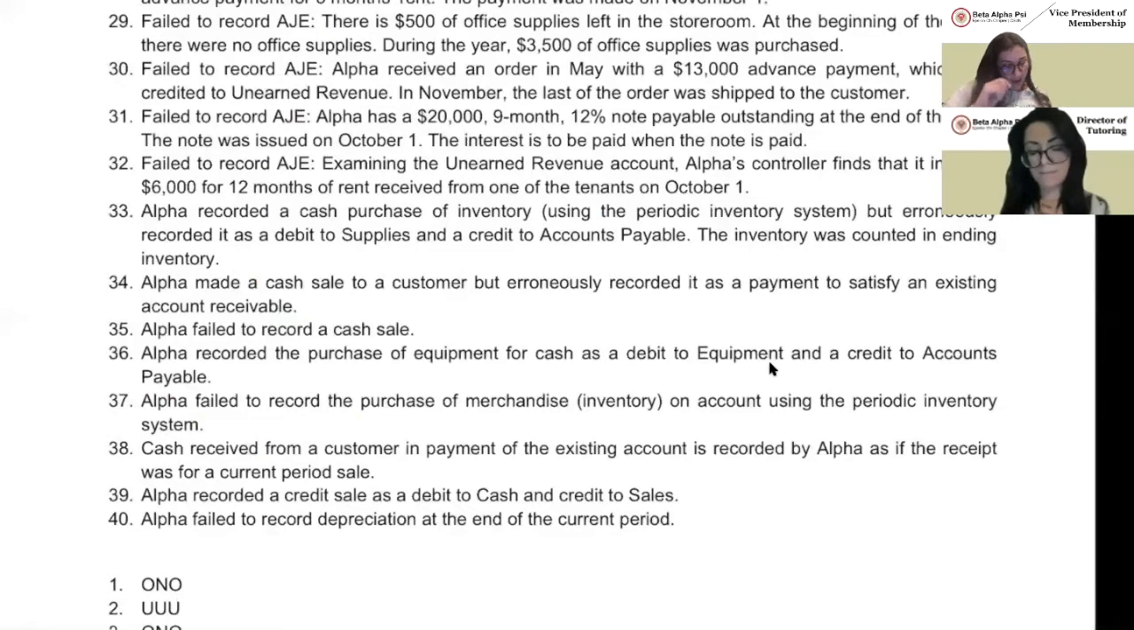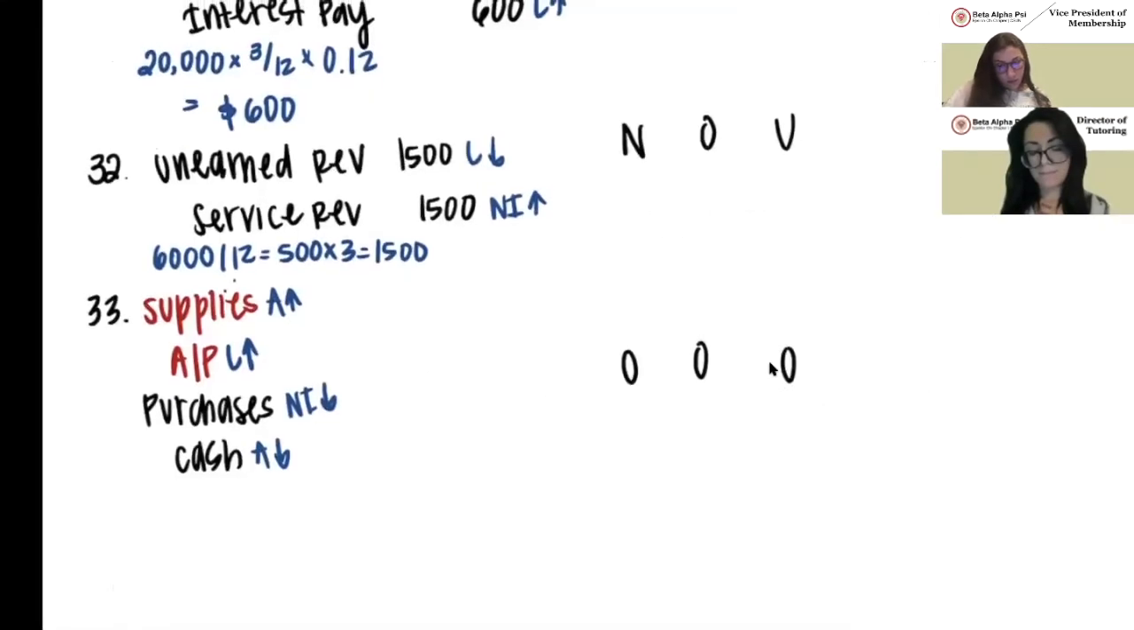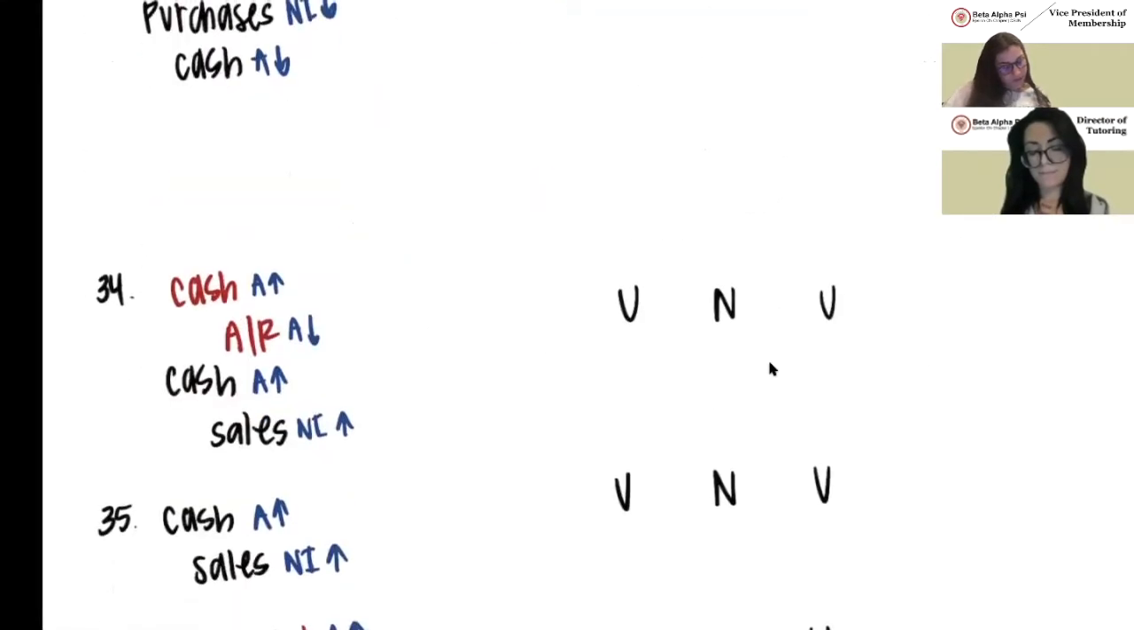34. Alpha made a cash sale to a customer, but recorded it as a payment to satisfy an account receivable. So let's see. They recorded it as cash received to satisfy an account receivable when it should have been a current period sale. So the debit to cash was correct, as we can see, and that would have increased our assets, which it did. And the credit to AR lowered our assets. But what they should have been doing was increasing their sales, which would have increased their net income.